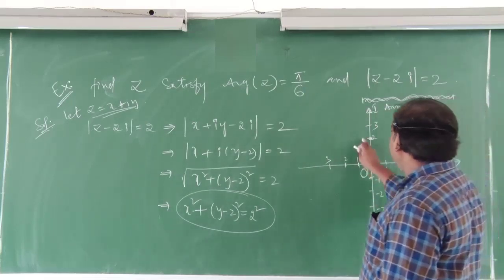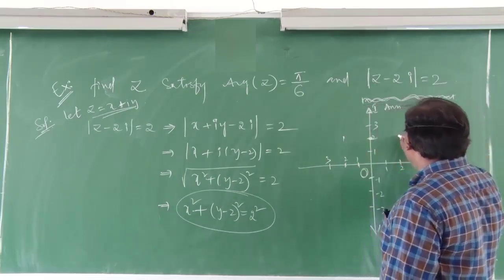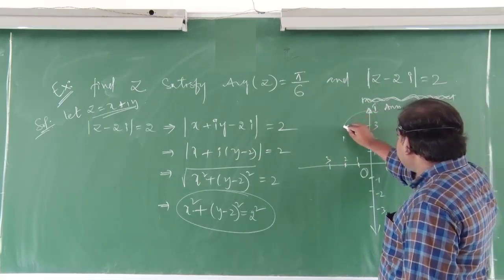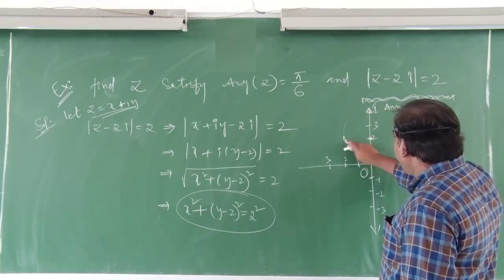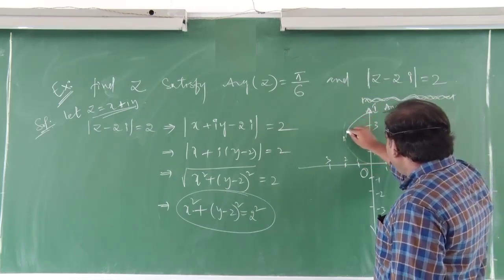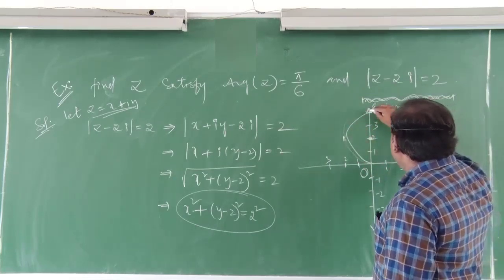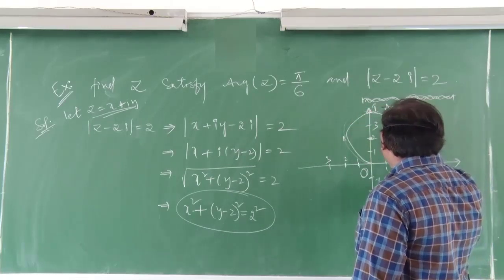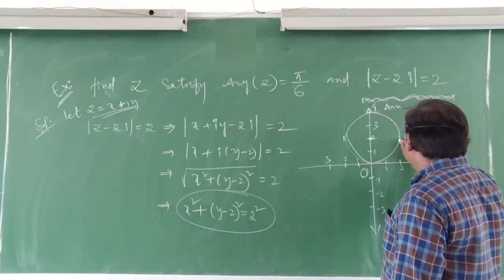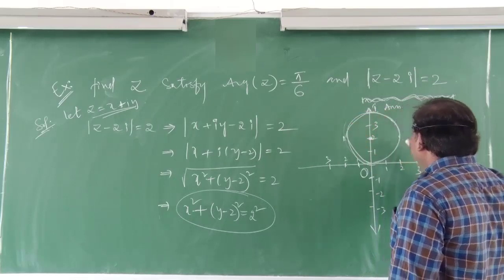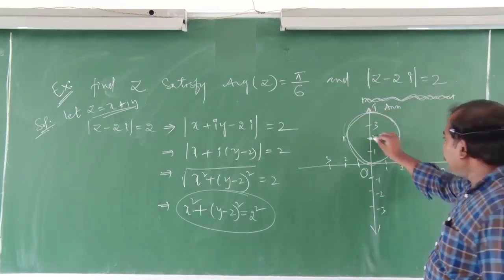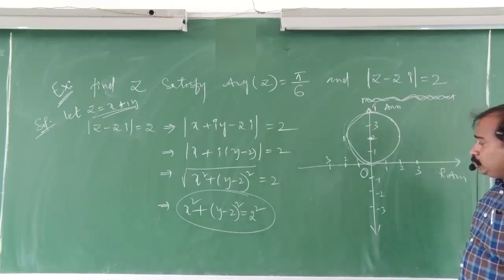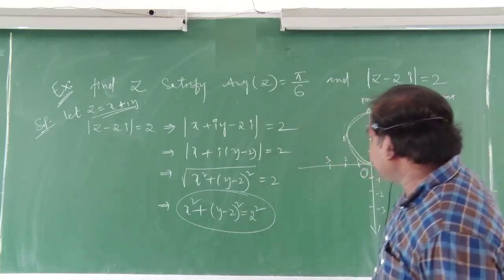That means what will the circle's position be? The radius is 2 units. I am not good at drawing, but I will try to give an accurate diagram. Let this be the circle, whose center is 0, 2 and radius is 2 units.